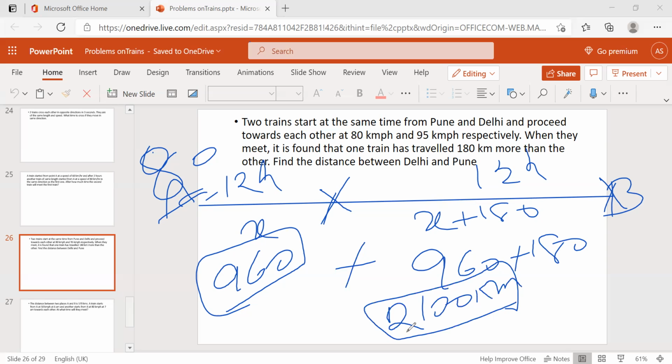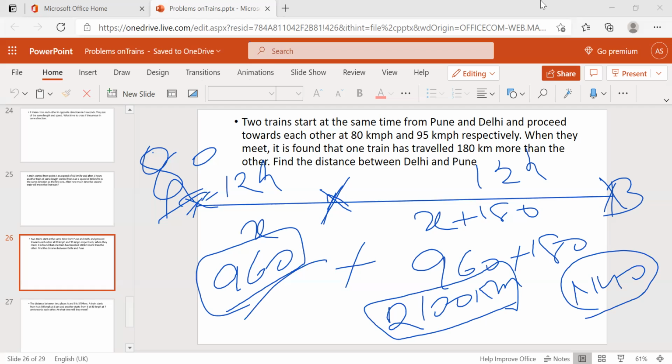In the same question, if they ask when they will meet, it's after 12 hours. If they ask how much distance from point A to the meeting point, what's the distance? It's 960. We can say it travels 12 hours, so 12 hours into 80 is 960 kilometers. And from point B it is 960 plus 180, so it's 1140 kilometers. So you can say anything with one question or one concept.